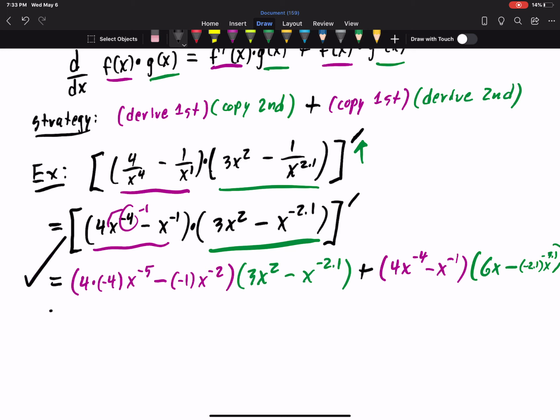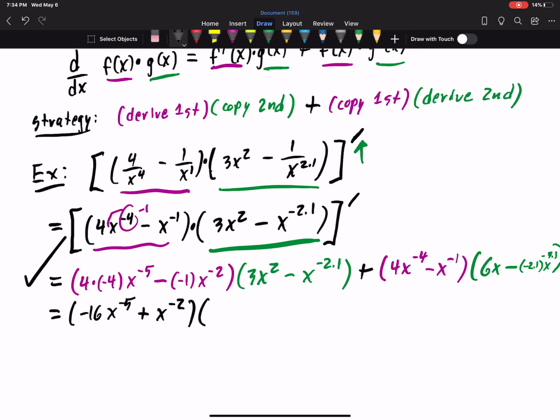But let's simplify some stuff a little bit, like at least combine the coefficients so that your professor or teacher has a little less to look at. So we have 4 times negative 4, that's minus 16. Then we have x to the minus 5th. Then we have minus 1. That's just positive 1, or just plus in this case. So plus 1 or just plus. And then x to the minus 2.